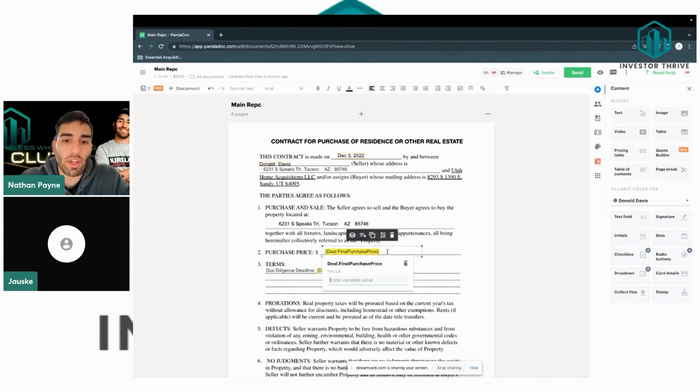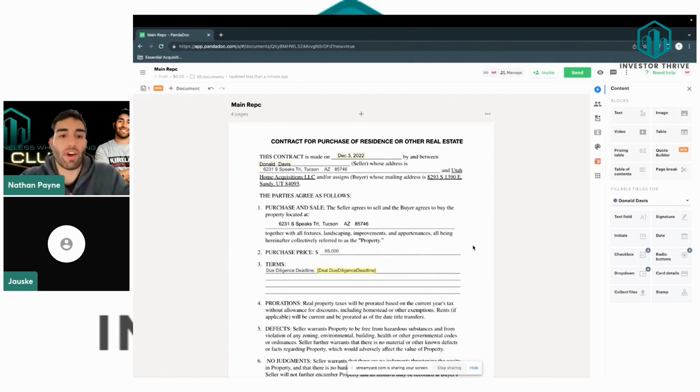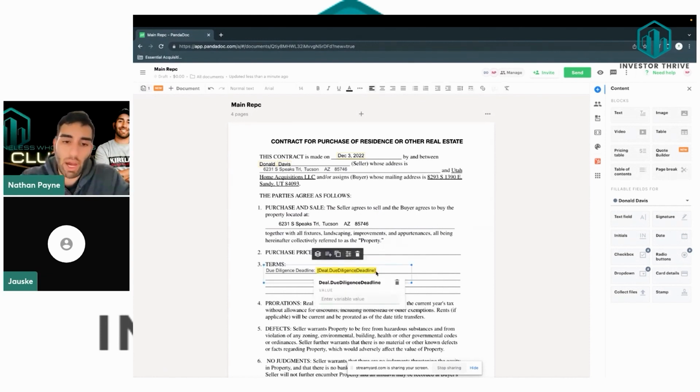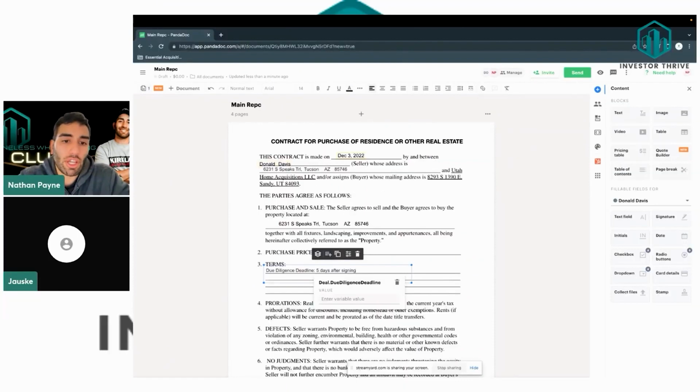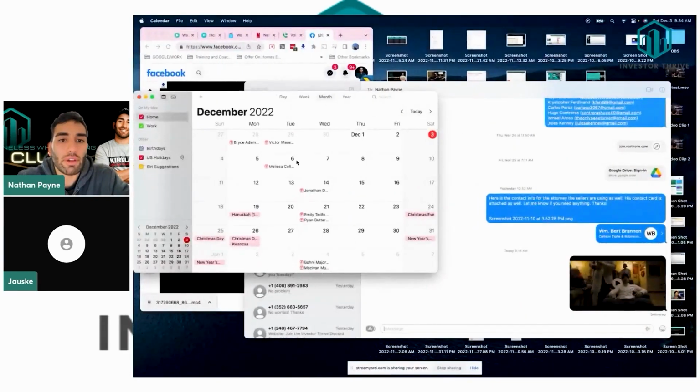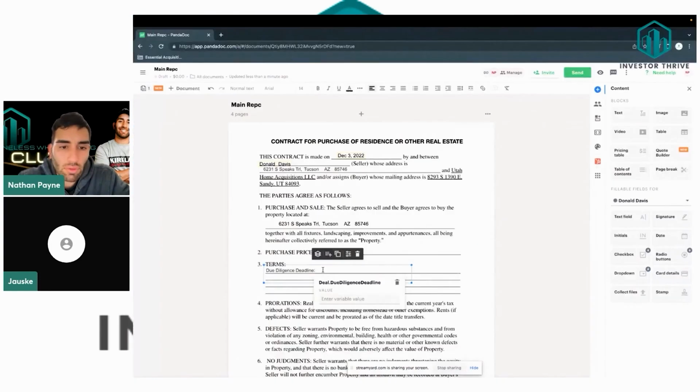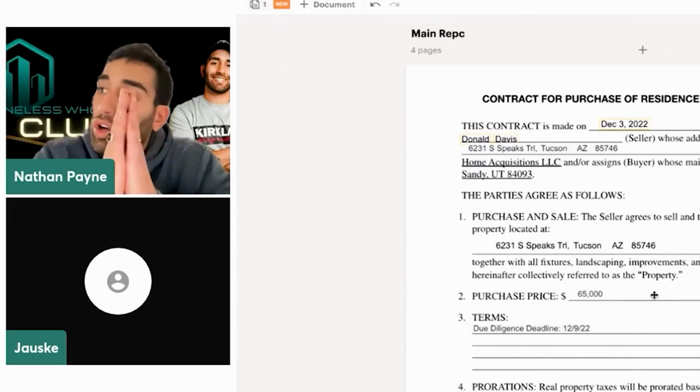The purchase price on this mobile home is $65,000. Now our plan is to have 5 days of due diligence to find a buyer. I'm writing due diligence deadline 5 days after the contract is signed. Actually, I'm just going to put next Friday just to make it easy, because he said he'd give us 5 days. So let's just do Friday. What is that? 12/9. Okay, 12/9/22 due diligence deadline.